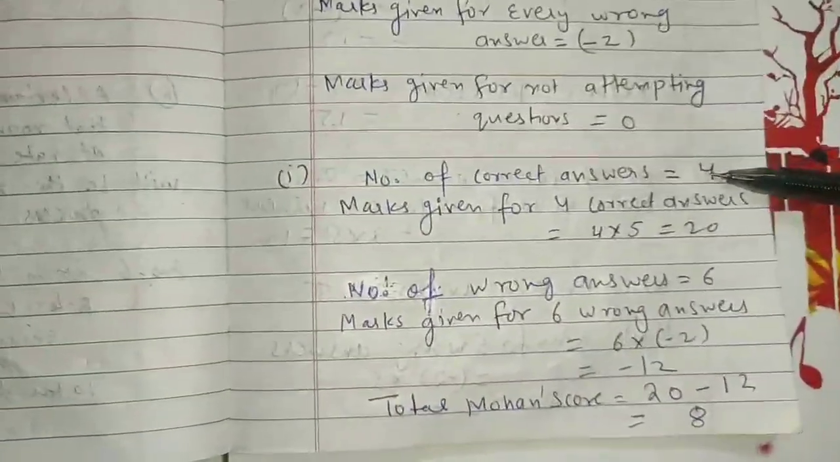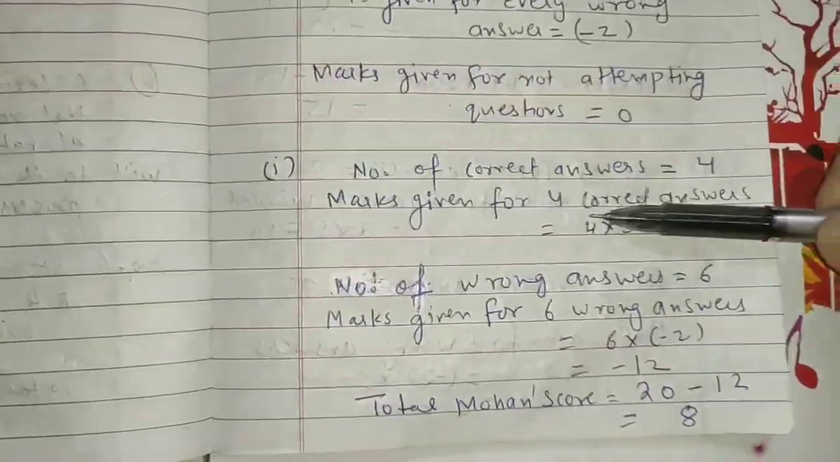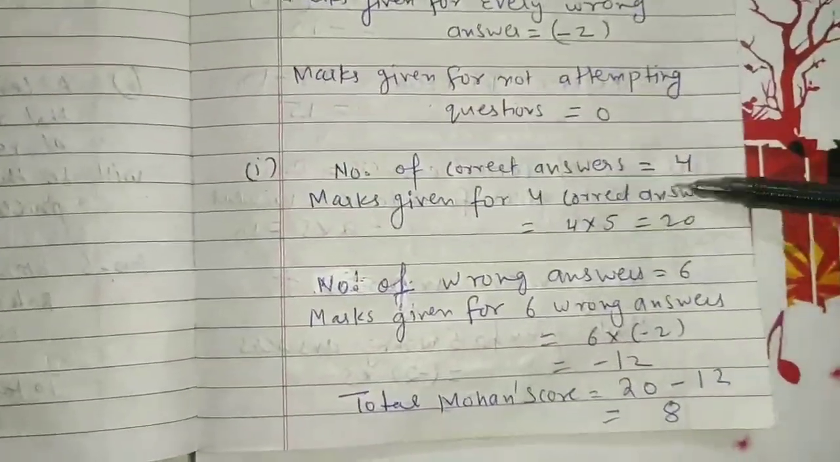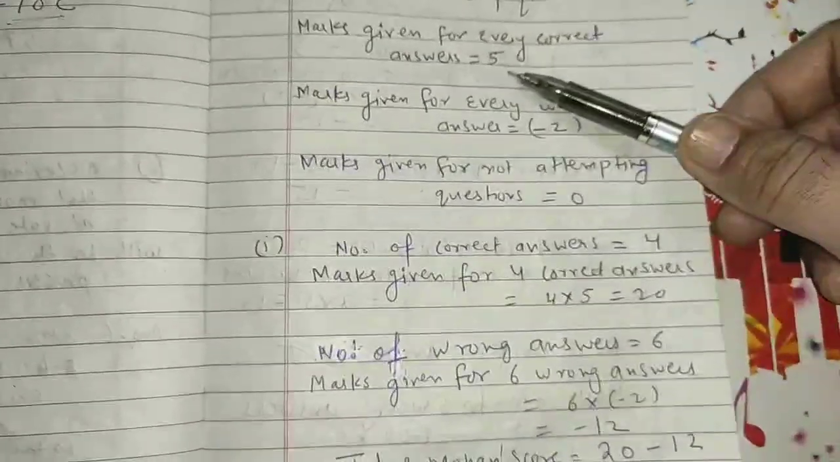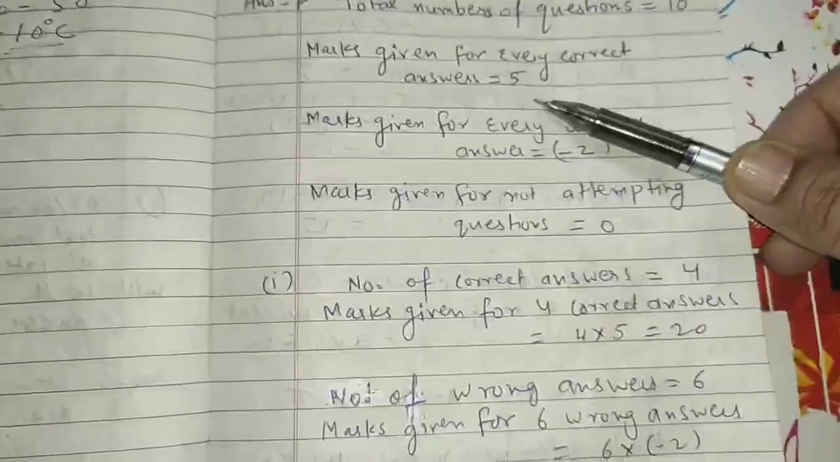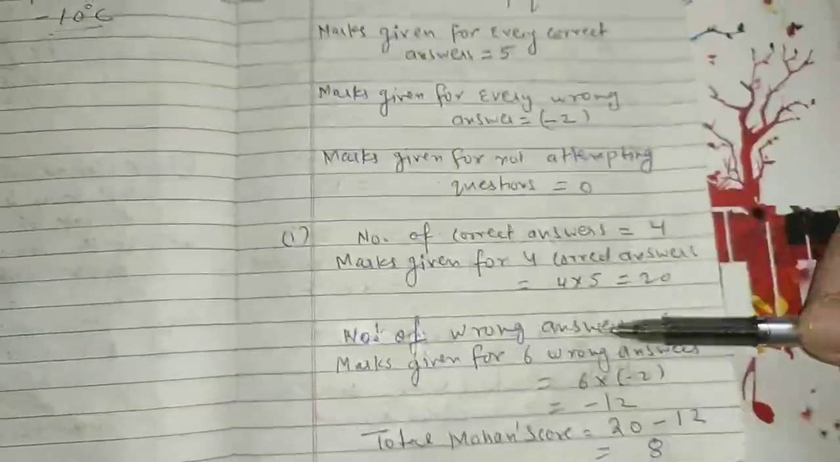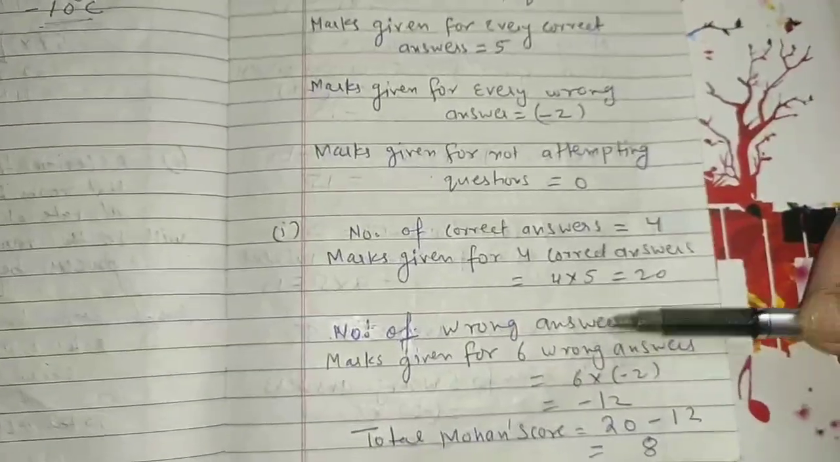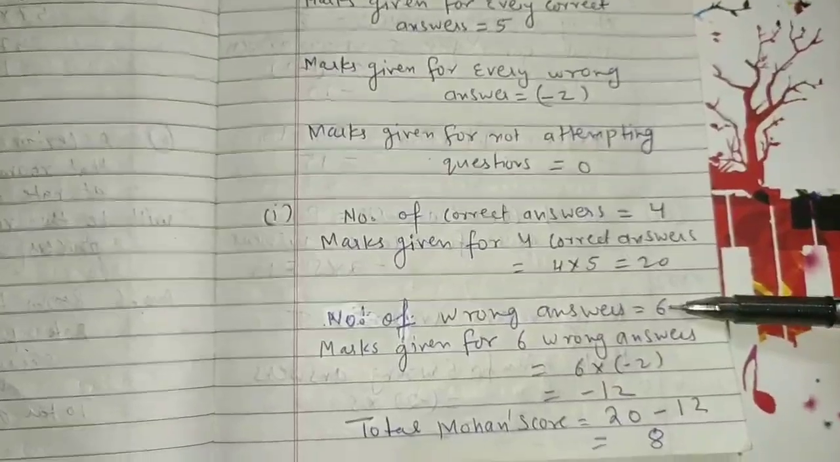He attempted 4 correct answers. So the total marks given for 4 correct answers will be 4 into 5, because for 1 correct answer it is 5. Clear? So for 4 correct answers it will be 20. The number of wrong answers he attempted is 6.